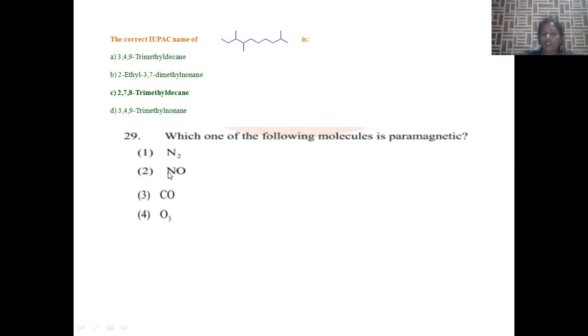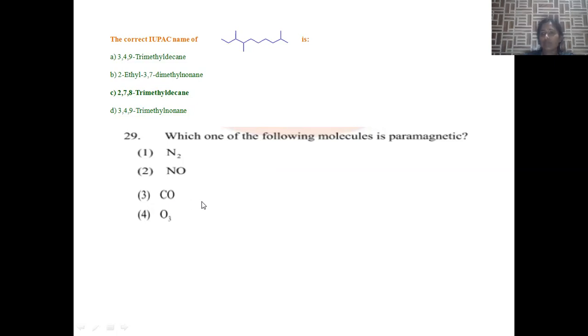In NO, one nitrogen and one oxygen atom are there. Nitrogen is a 7 electron system and oxygen is an 8 electron system. In total, how many? It is a 15 electron system. One odd electron will be there in the molecule. So there is a possibility of an odd electron in the molecule. That's the reason why it comes under a paramagnetic compound.